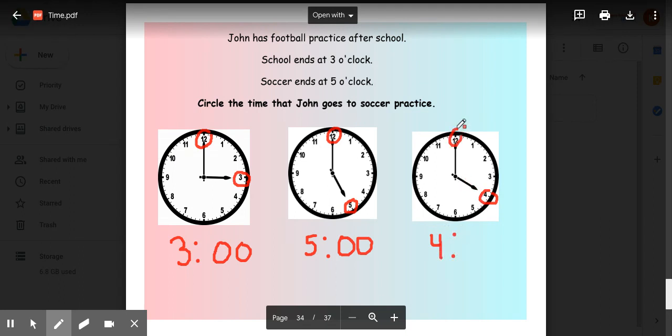And my minute hand is at the top. And when my minute hand is at the top, I know it is o'clock. So we have clocks that show 3 o'clock, 5 o'clock, and 4 o'clock.